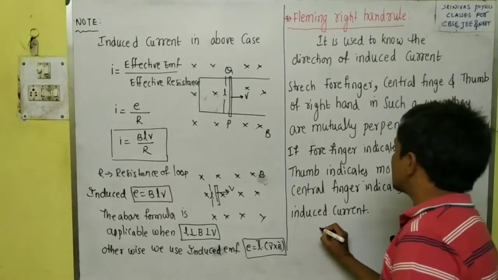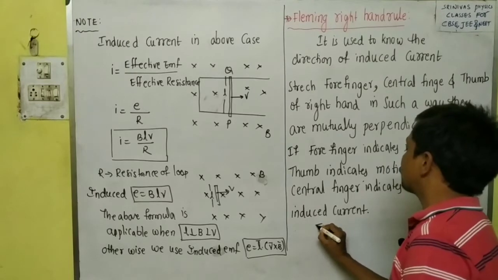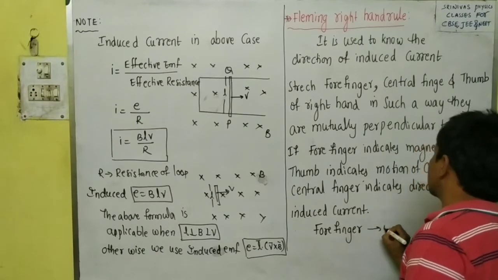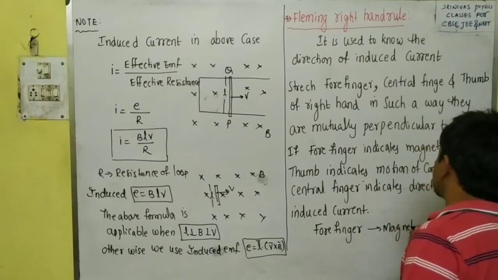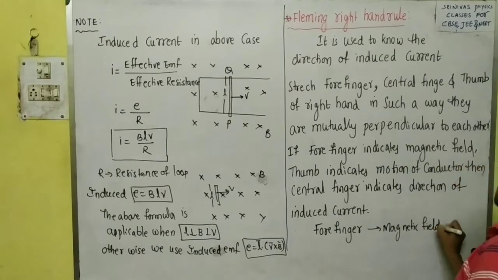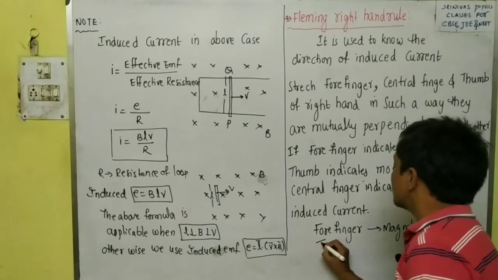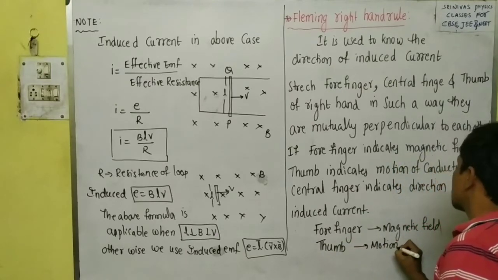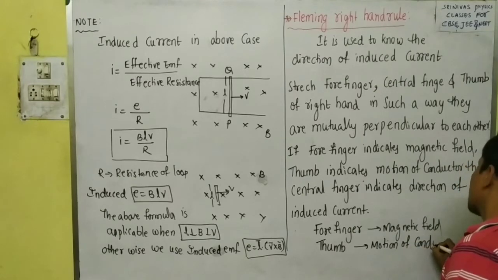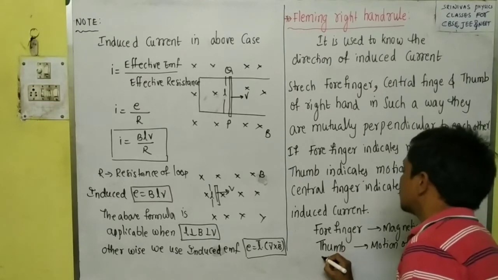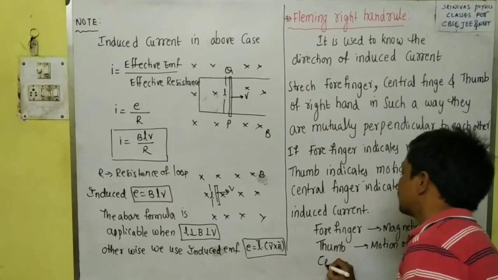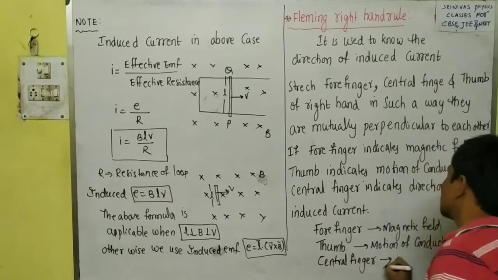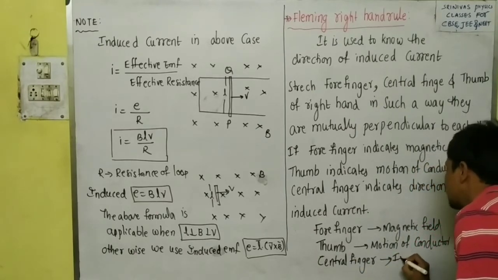And now let us see here, I will write in simple format, that is, the forefinger you have to adjust in the direction of magnetic field. Right? Forefinger in the direction of magnetic field and thumb in the direction of motion of conductor. And then the last one, which one? Central finger. What will it give? It will automatically give the direction of induced current.